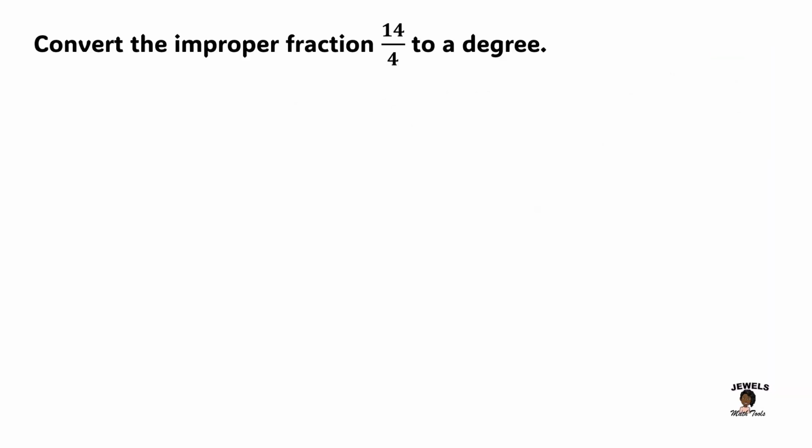So in our session today, I will be demonstrating to you two ways that you can convert your improper fraction into degrees by using multiplication. Now in the first step, I'm going to go through the process where you can simplify the fraction first and then perform your multiplication afterwards.